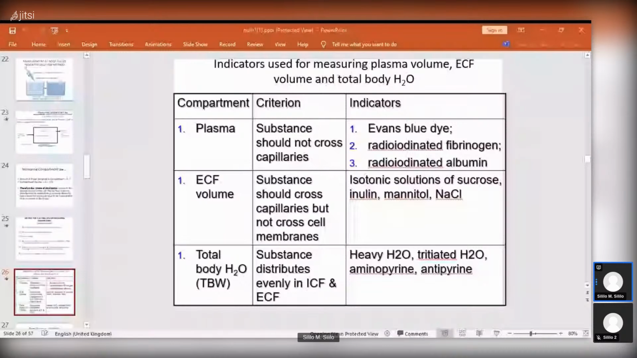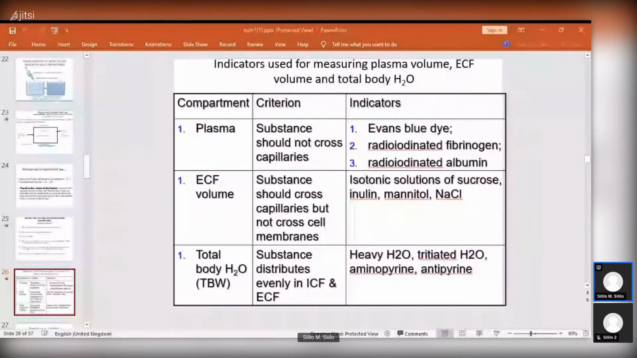And then there are certain dyes that are going to go into your total body water. What do we mean by total body water? It means that when we administer this dye, it's going to go into your ECF, your ICF, and your interstitial fluid, all your total body water. So those are the dyes that we use. For plasma, mainly we use Evans blue, the first one here. Evans blue is the one that we use mainly for measurement of the plasma volume. For your ECF, we usually use inulin and mannitol.